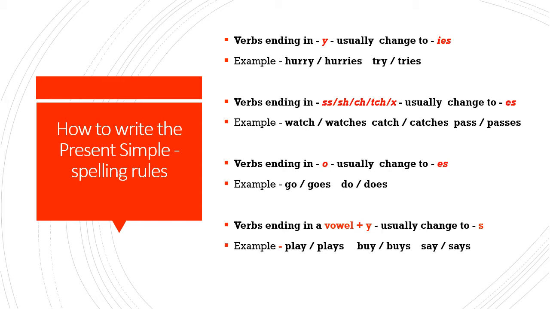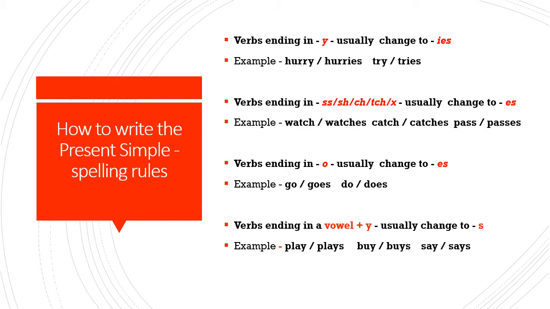Now, some verbs in English, just the small ones, they end in O. Now, you know two of the verbs are very well known. You know these ones, go and do. So what we do here is we have to put ES at the end, not just S. So it's ES, so go becomes goes, and do becomes does. So remember, with do, you change the spelling, but you also have to change how you say it. Do becomes does with the present simple.